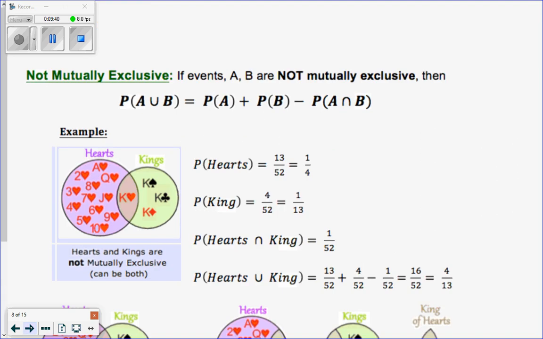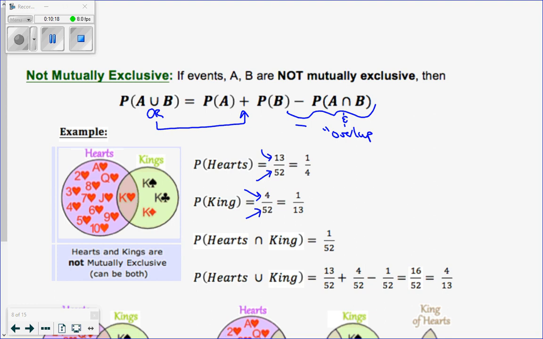Okay, so what about not mutually exclusive? So again, A or B. So or means add, but this time we have to subtract off the and. Or in other words, we have to subtract off the overlap. Okay. So probability of hearts. So there's 13 hearts in a deck out of a total of 52. The probability of getting a king. There's 4 kings in the deck out of 52.